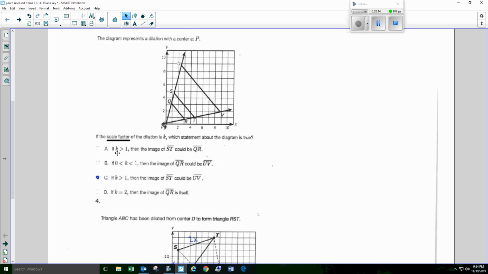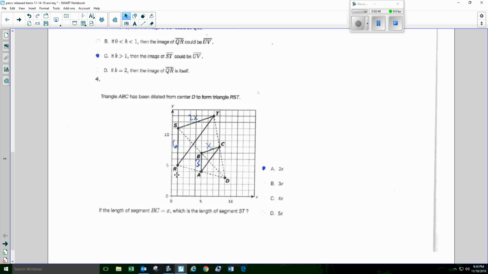All right, so if k is greater than 1, the image of ST, so that means that this is the pre-image, could it be QR? Remember, if it's greater than 1, it's getting bigger, so it cannot be QR. It would have to be UV. If k is between 0 and 1, the image of QR could be UV. No, that got bigger. Between 0 and 1 is going to get smaller. Give me a reduction. If k is greater than 1, the image of ST, again, this would be the preimage, could be UV. Yes, it got bigger with k greater than 1.